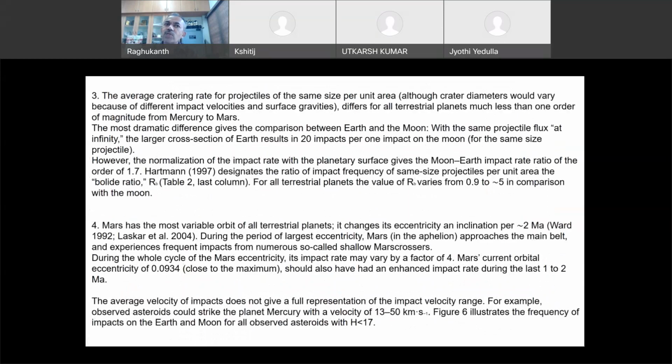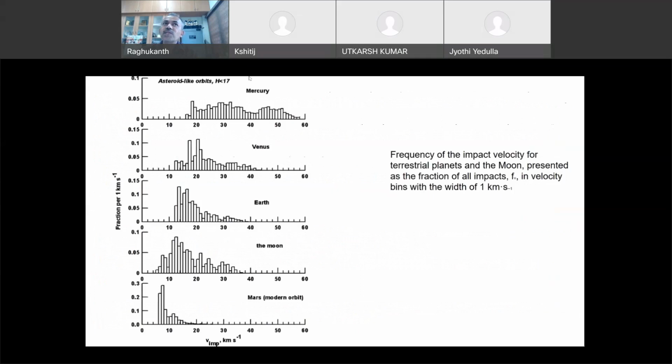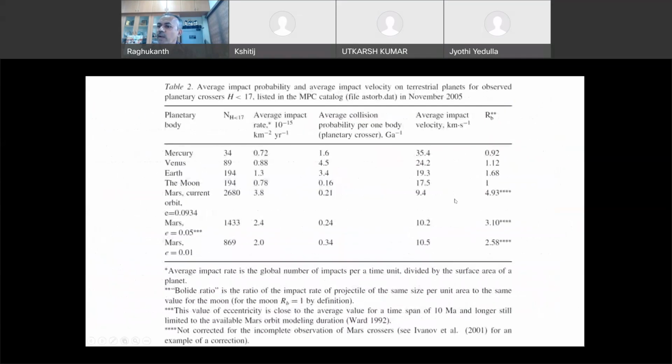And Mars has the most variable orbit basically. I think it has some eccentricity also, approaches the main belt, and it experiences frequent impacts. Mars will have frequent impacts. That's what they say. And of course the average velocity: you can have 13 to 50 kilometers per second. So these are some of the frequencies of impact velocity for terrestrial planets. It is not like one number, something like 19.3. It varies actually.